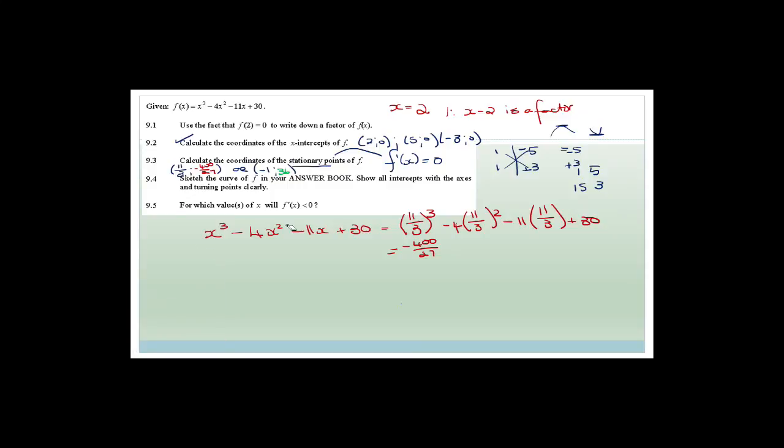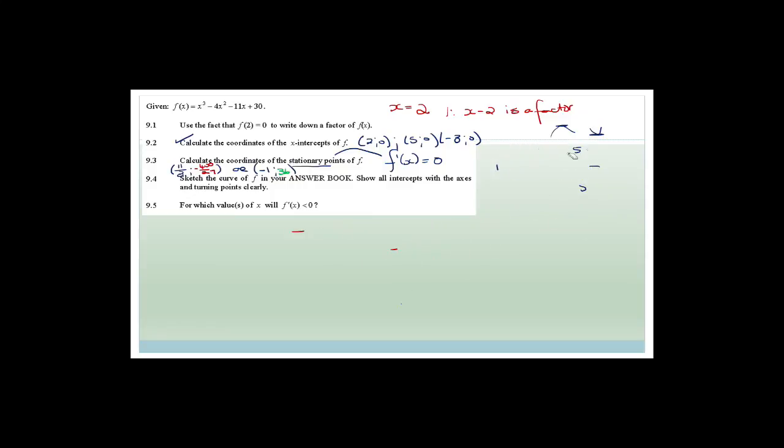Okay, so now we have to sketch the graph, and it says show all the intercepts with the axes and the turning points clearly. Obviously they've said in our answer books there's no nice graph paper, so we just have to go on with it. You guys, when you're doing this in the exams or even just in class tests or even for yourselves, you should be using a ruler and a pencil and obviously an eraser.